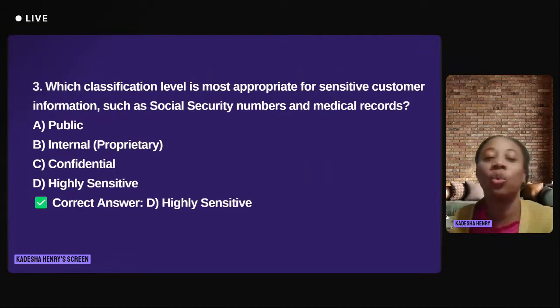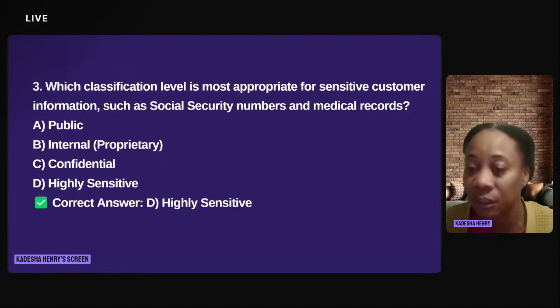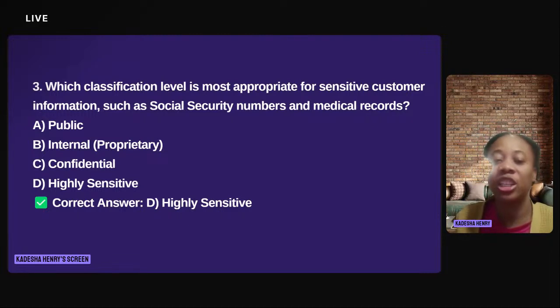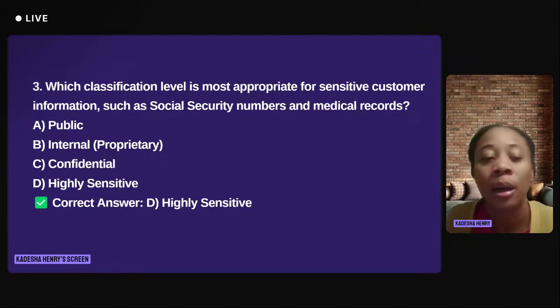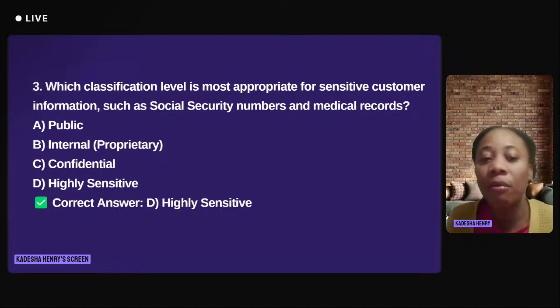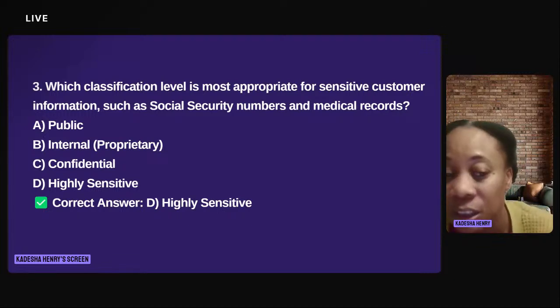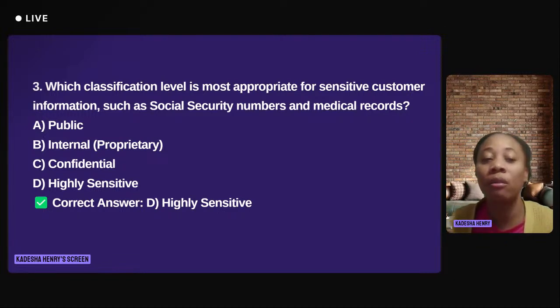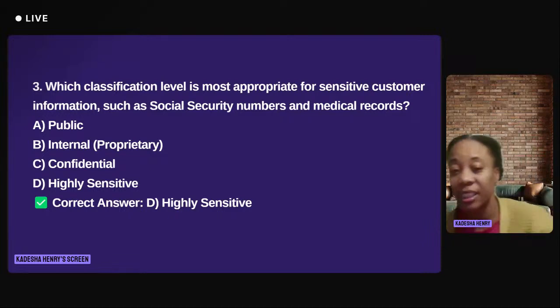Number three, which classification level is most appropriate for sensitive customer information such as social security numbers and medical record? Public, internal, confidential, highly sensitive. And we will say all of those, these are highly sensitive, right? Highly sensitive.